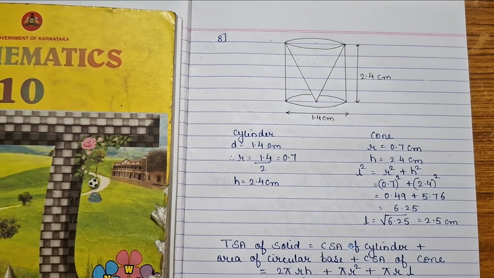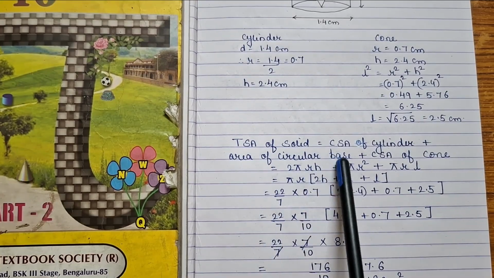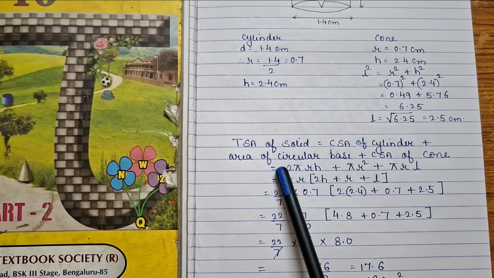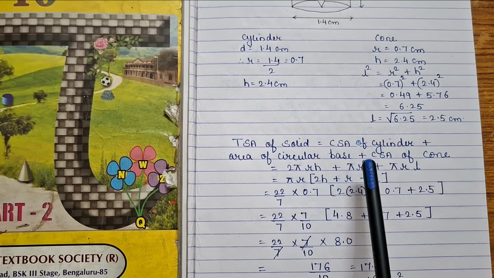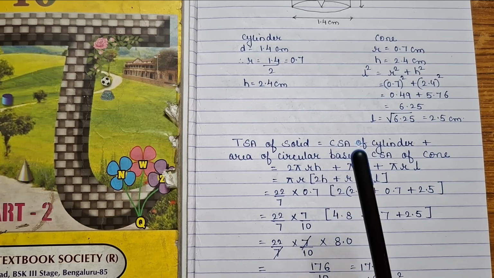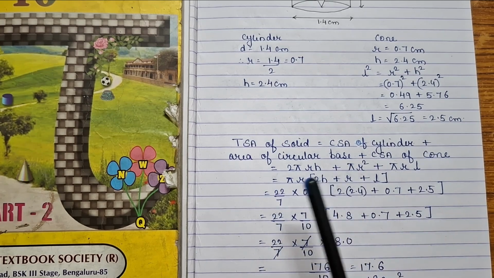Now we have slant height. Total surface area of this solid. It's curved surface area of this cylinder plus area of the circular base plus curved surface area of the cone, because here it is the solid cylinder, and from the solid cylinder the cone is cut off. So the upper part of the cylinder is open, but the solid base, that is the base of the cylinder, is circle. So we have to add here circular base.